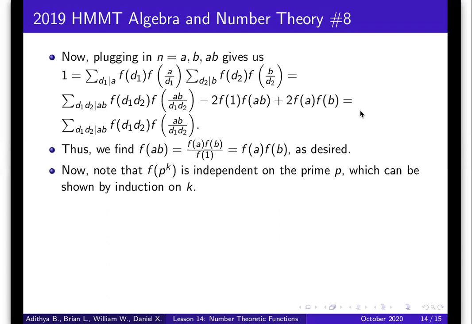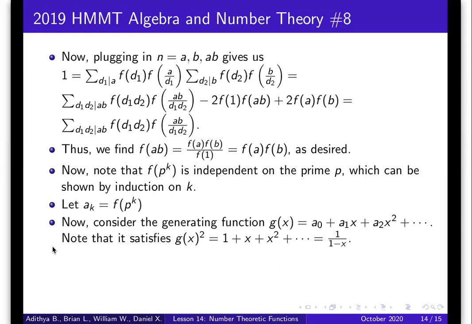Okay. So now from here, what we can do is try to find f of p to the k. Let's just call it a_k. A technique you can use to analyze a sequence is to write it as a generating function, right? What motivates us to do this in this situation in particular is that the original equation just tells you a0 ak plus a1 a(k minus 1) plus a2 a(k minus 2) plus all the way up to ak a0 equals 1 for all k, right?